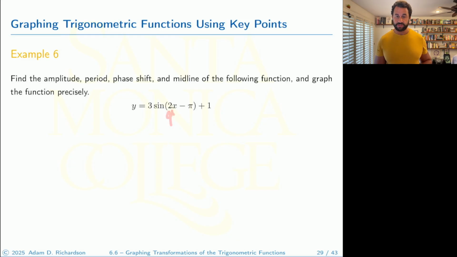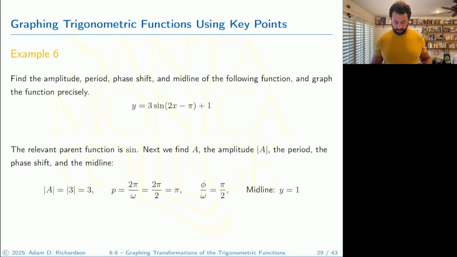Omega is 2, so that's going to affect our period. 2 pi over 2 is pi. And then now we're going to have a phase shift. So that's going to affect our key points. Let's take a look together.